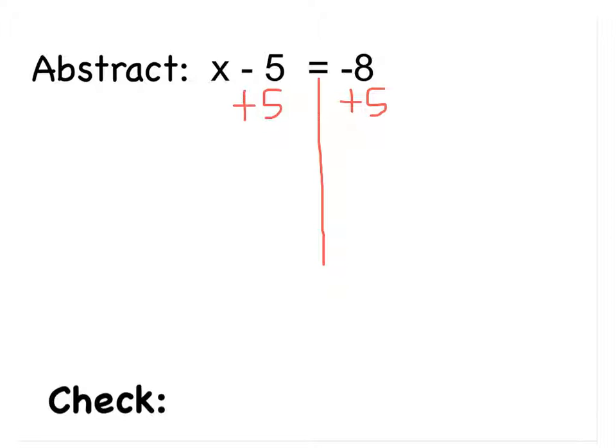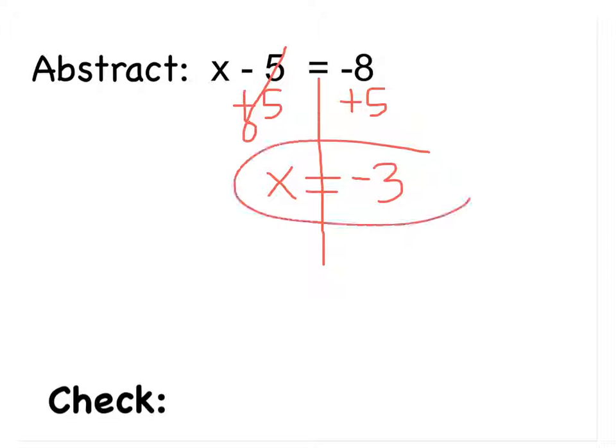Now, positive 5 and -5 add up to make 0, right? So I have x plus 0 or just x. -8 plus 5 is -3. So that's my final answer.